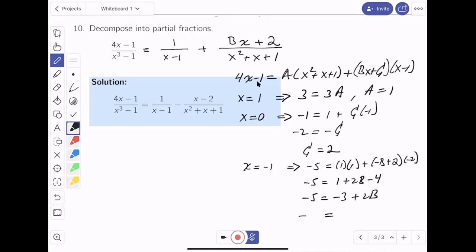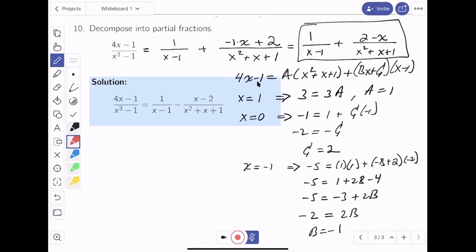Let's see what you get. -2. Okay. Equals 2B. And B would equal -1. So I'm going to erase that. And let me get my eraser out. And I can put -1 there. Now I want to point out, it looks a little strange, but I'm going to write it a little bit differently. So it's 1 over x minus 1 plus, instead of writing down -1x, I'm going to write down 2 minus x there. And you get x squared plus x plus 1. Put a box on it.